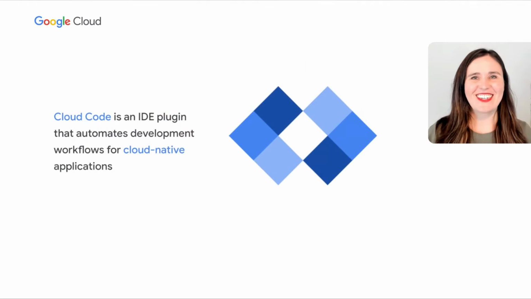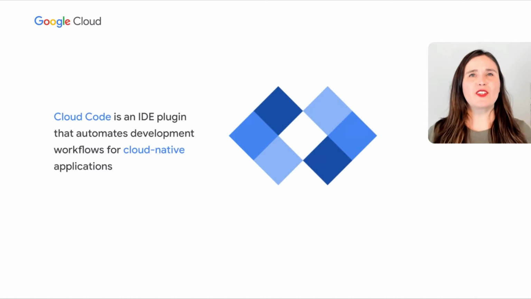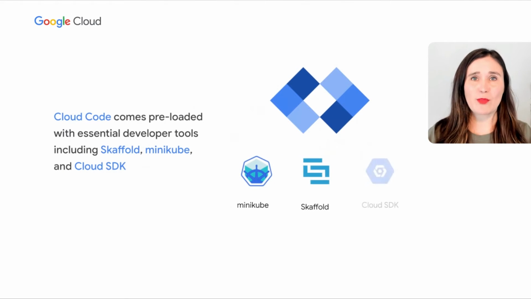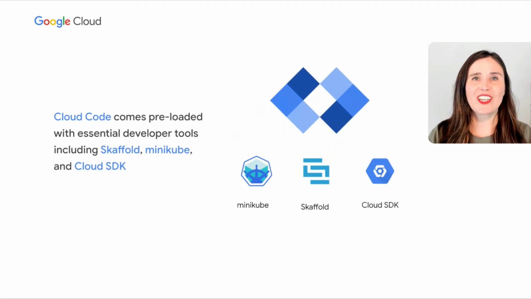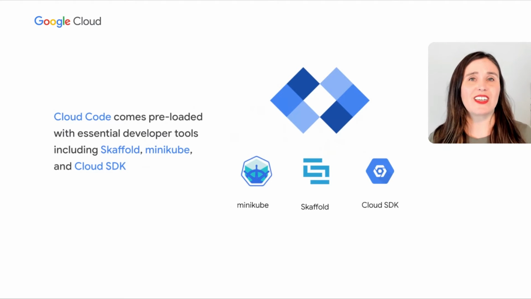So we're going to start implementing these best practices with Google's Cloud Code. Cloud Code is an IDE plugin that automates dev workflows for cloud native applications. You can see Cloud Code as sort of a bridge between you developing in your IDE and Google Cloud. It's bringing the cloud to you. Cloud Code is particularly helpful when developing with Kubernetes because it comes pre-installed with tools like Skaffold, Minikube, and the Cloud SDK. Skaffold is a command line tool that handles the workflow for building, pushing, and deploying your application. Cloud Code uses Skaffold behind the scenes, so it acts as sort of a user interface for the Skaffold CLI.